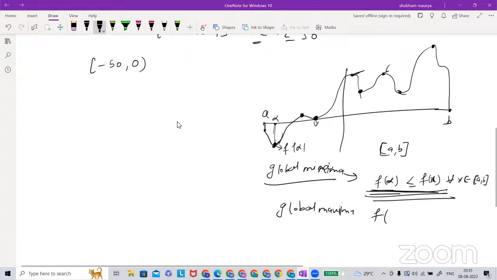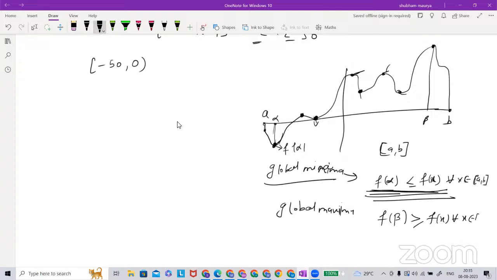Now similarly, global maxima: suppose this is beta here. So f beta is greater than or equal to f(x) for all values of x in this interval. If you compare this value, this one is a local maxima. But if you compare this value with this value, this is the greatest one, and this is the lowest one. So this value is the greatest compared to all the values in this interval. That's why this point is a global maximum.